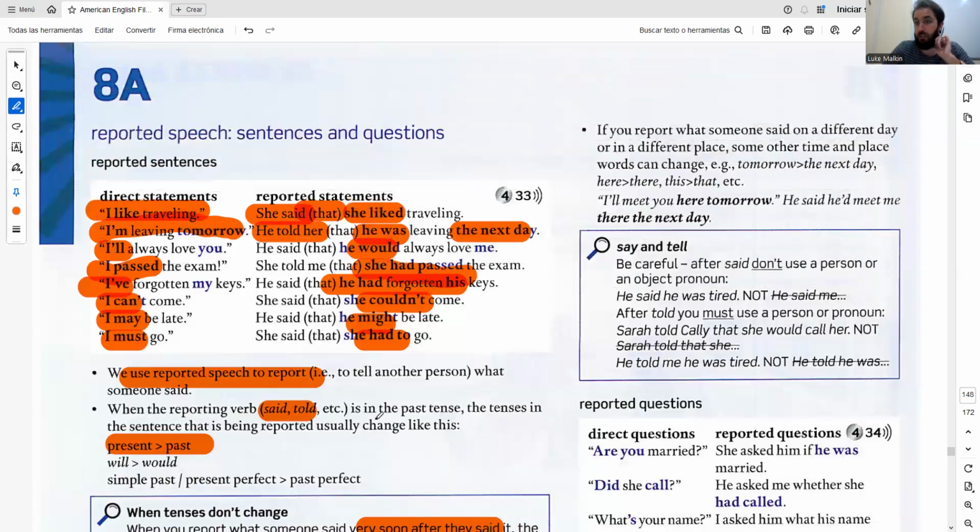Okay? The difference between say and tell is that said does not use a person or object pronoun. He said he was tired, not he said me. Never he said me. This is a common mistake for Spanish speakers. He said me. No, he told me. After told, you must use a person or pronoun. Sarah told Callie that she would call her.